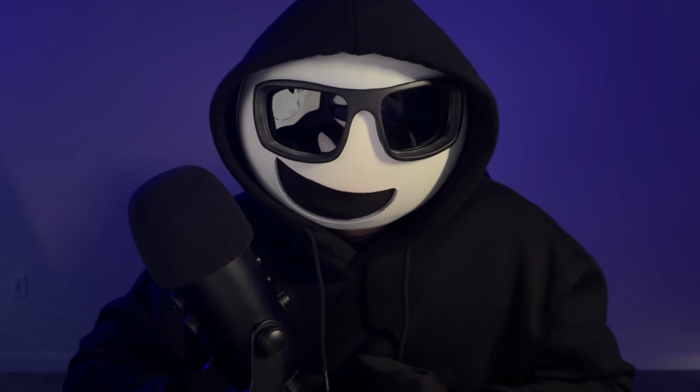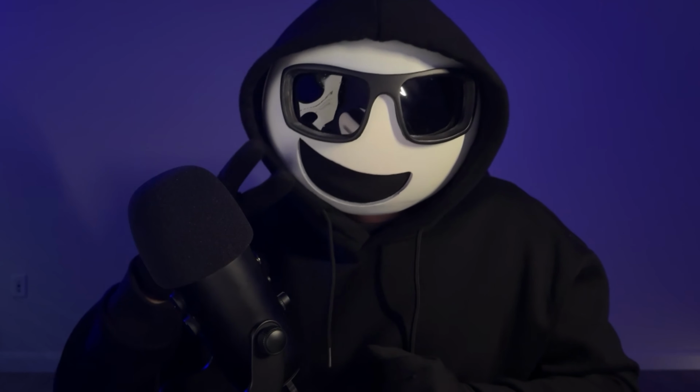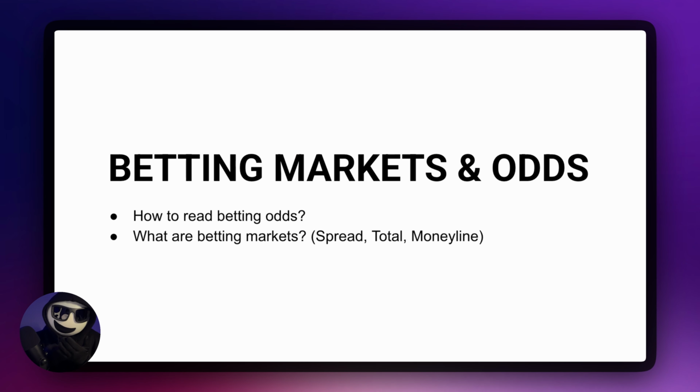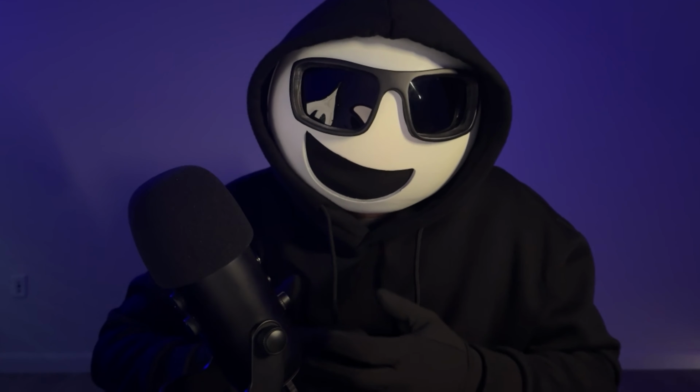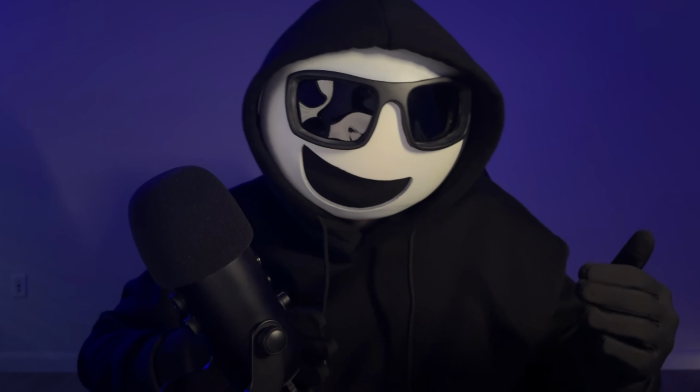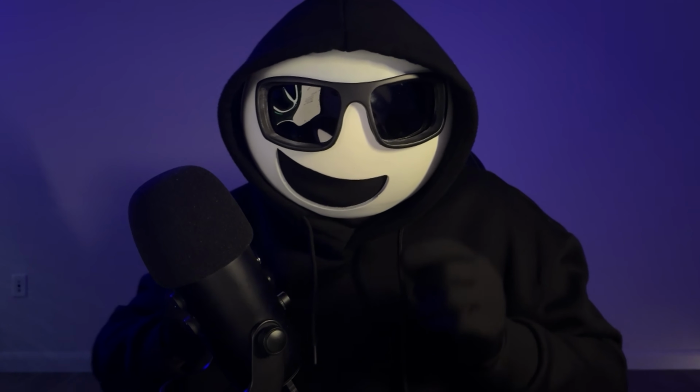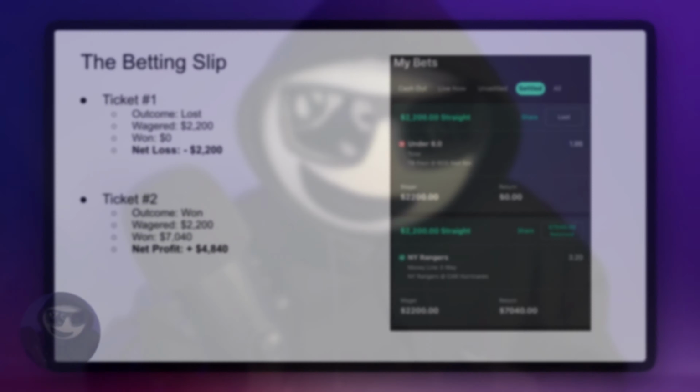If you're getting into sports betting, there are two things you must understand first: how to read the odds and how to place your bets. Placing a bet is simple. You can do it at a casino or through an online sportsbook. Once you place your bet, you'll receive a betting slip.